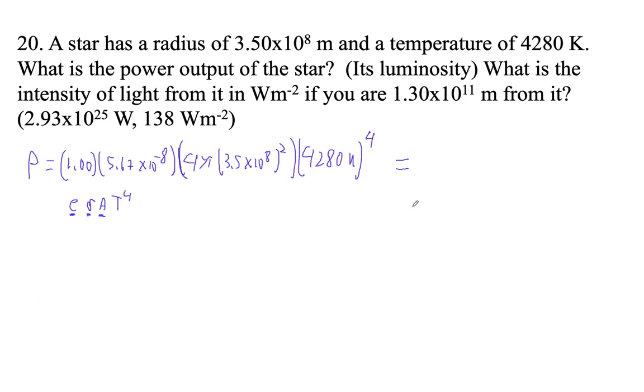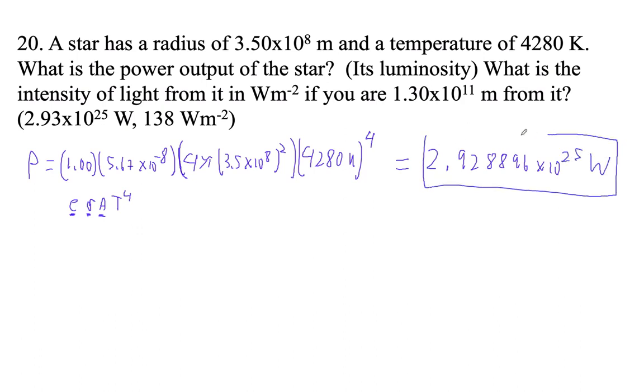Okay, so this thing's no slouch. It's not the sun. The sun was like 3.85 times 10 to the 26th, right? This star is no slouch, though. This is putting out 2.928896 times 10 to the 25th watts. So it's nothing not to be proud of there.